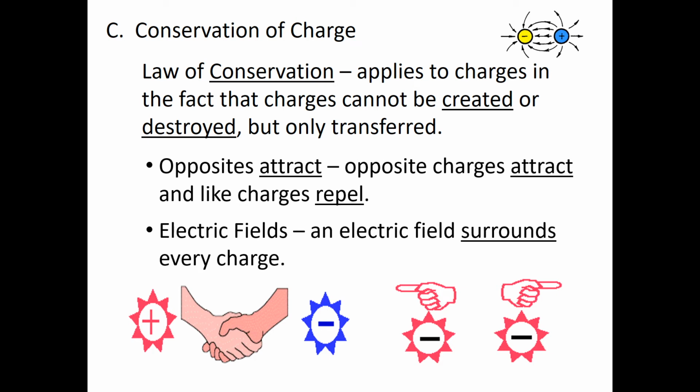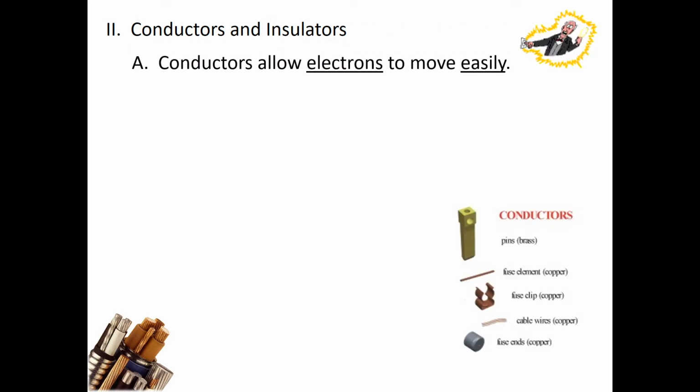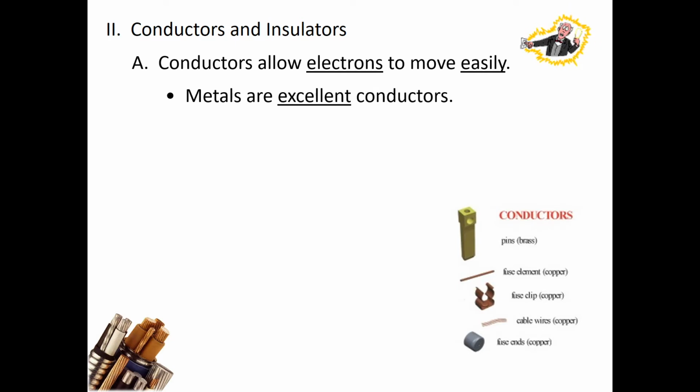Electric fields also surround every charge. So conductors and insulators. This is referring to electrical conductors and electrical insulators. We also have thermal conductors and thermal insulators, but this is referring to electricity now. Electrical conductors allow electrons to move easily. Metals are examples of good conductors.